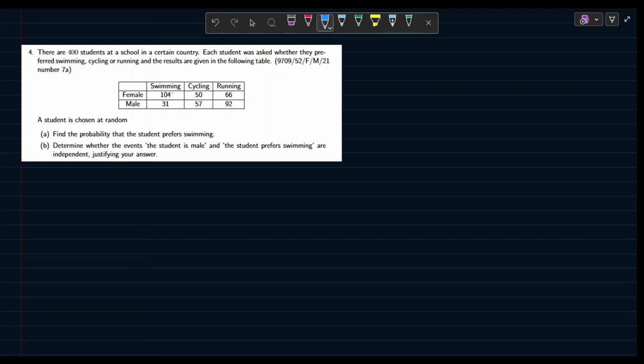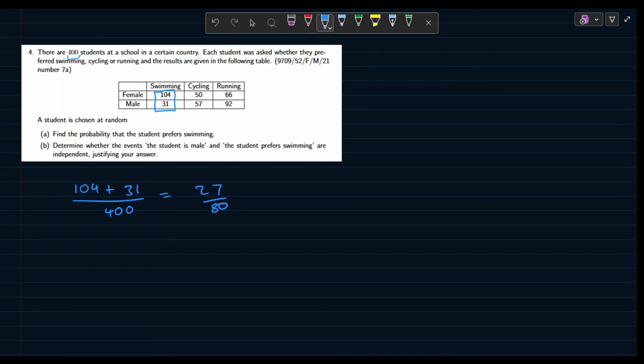So the student prefers swimming is this column over here. That's going to be 104 plus 31, so the females plus the males, out of the total number of students, which is 400. And so that simplifies to give us, this is 104 plus 31 over 400. That gives 27 over 80. Okay, so that's our final answer for part A.